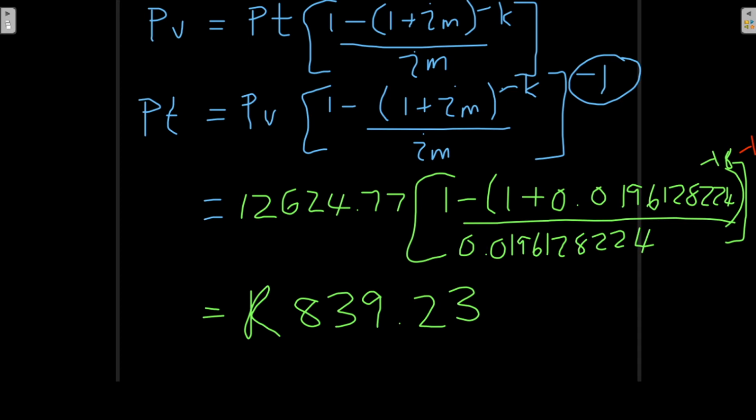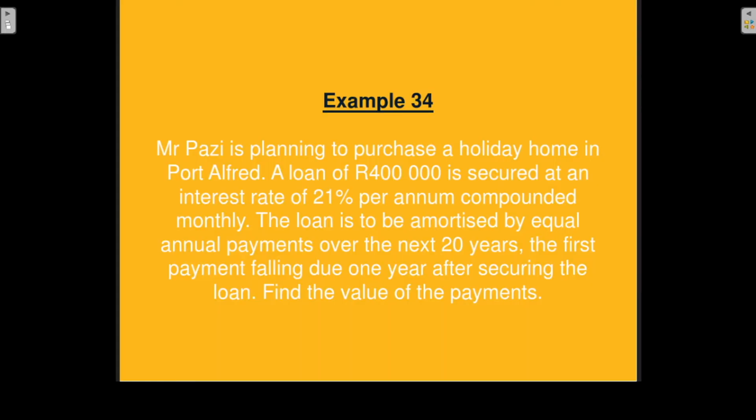Okay, welcome back. In the previous lecture, we ended with example 33. So now we are going to continue looking at examples for complex annuities. The first example is example 34, and example 34 is very similar to example 29, except that now we are going to work with a complex annuity. So let's have a look at example 34.